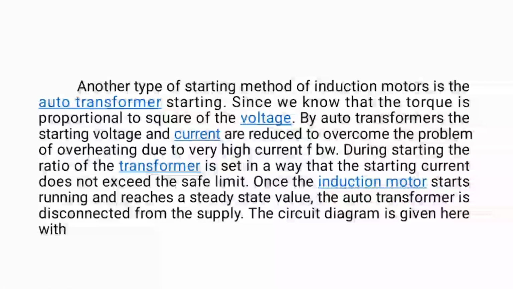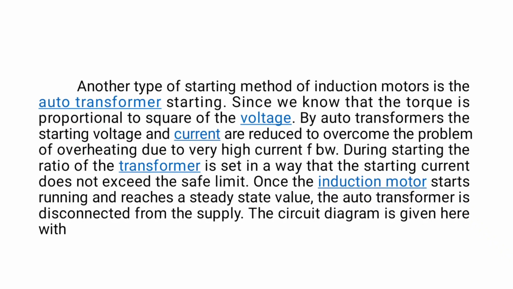Another type of starting method of induction motor is the auto transformer starting. Since we know that the torque is proportional to the square of the voltage, by the auto transformer, the starting voltage and current are reduced to overcome the problem of overheating due to the high current flow.